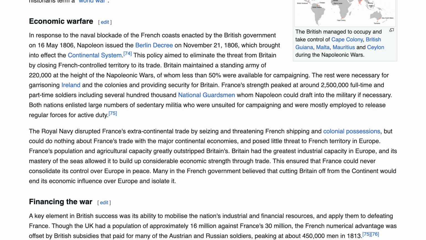The Royal Navy disrupted France's extra-continental trade by seizing and threatening French shipping and colonial possessions, but could do nothing about France's trade with the major continental economies, and posed little threat to French territory in Europe. France's population and agricultural capacity greatly outstripped Britain's. Britain had the greatest industrial capacity in Europe, and its mastery of the seas allowed it to build up considerable economic strength through trade. This ensured that France could never consolidate its control over Europe in peace. Many in the French government believed that cutting Britain off from the continent would end its economic influence over Europe and isolate it.